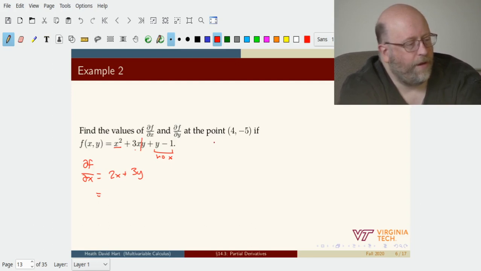And then we were looking at evaluate this at the point 4, negative 5. So this is 2 times 4 plus 3 times negative 5 is negative 7.